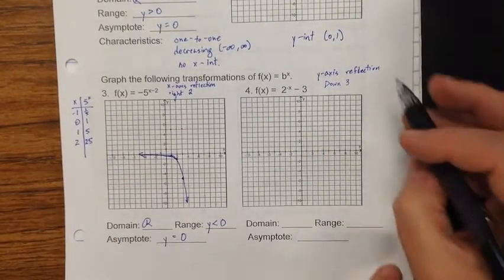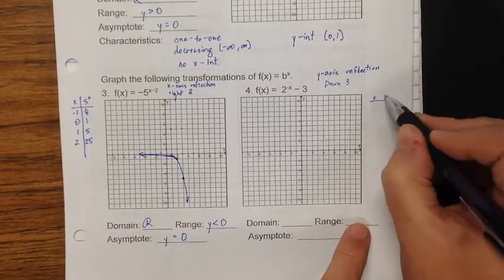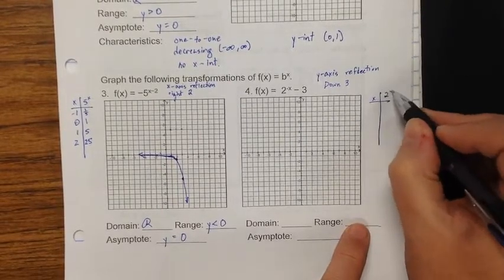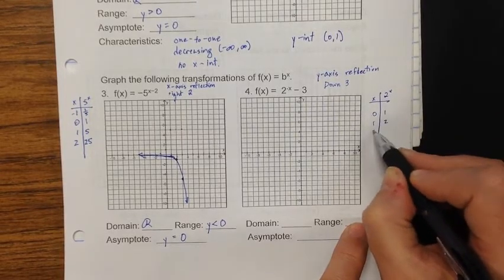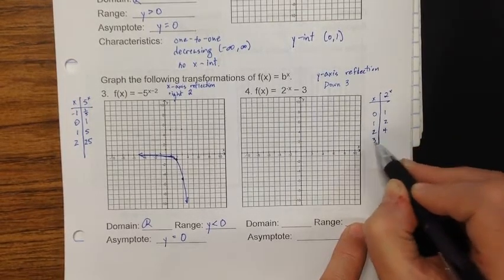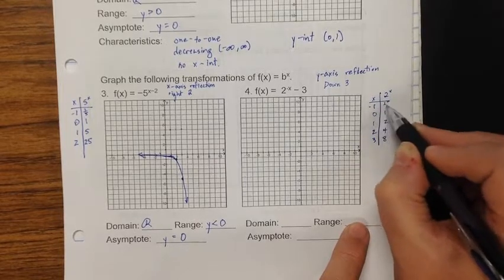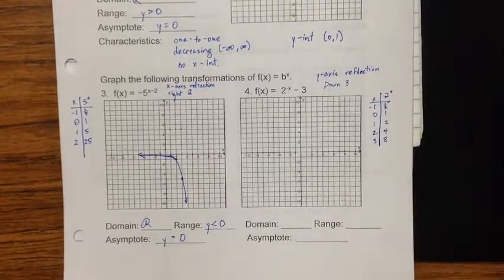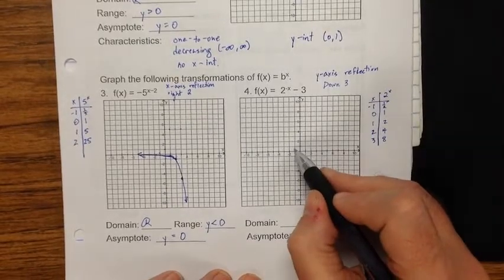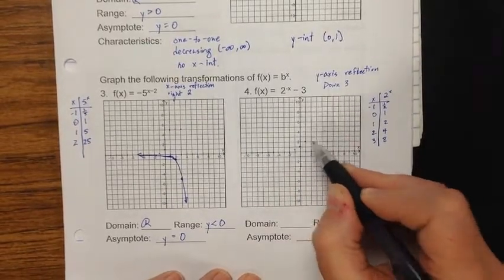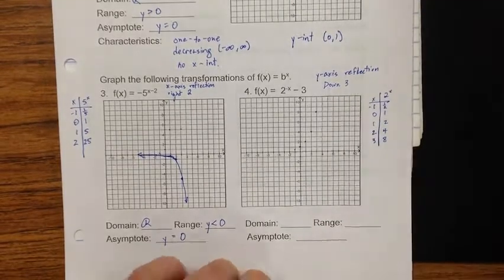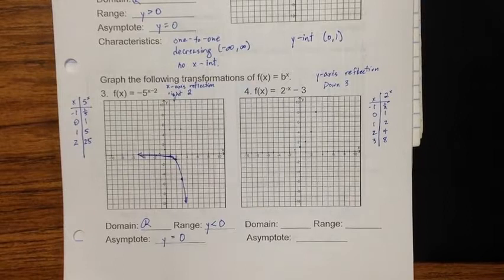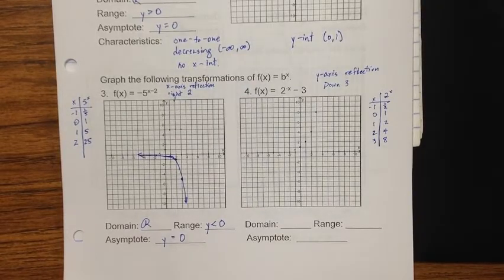Down 3. So to the left here in the margin, I'm going to make a table for x and 2 to the x power, which we've already done several times. 2, 4, 3, 8, negative 1, 1/2. So let's put those in very light. 1, 2, 2, 4, and 3, 8. Okay. So I'm going to have a y-axis reflection, and then I'm going to shift it down 3.